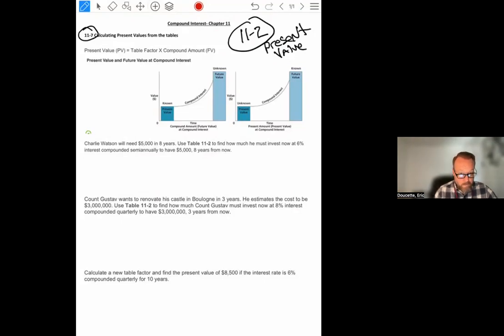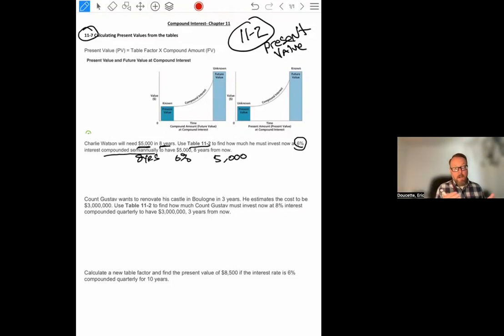So we'll start with this first problem here using the table. It says Charlie Wilson needs $5,000 in 8 years. Use table 11.2 to find out how much he needs to invest today if he invests now at 6% interest to do that. And so that's what we're trying to find out. So we know he wants $5,000, and we know that it's going to be for 8 years. And we also know that it's going to be 6% interest, and it's going to be compounded semi-annually.